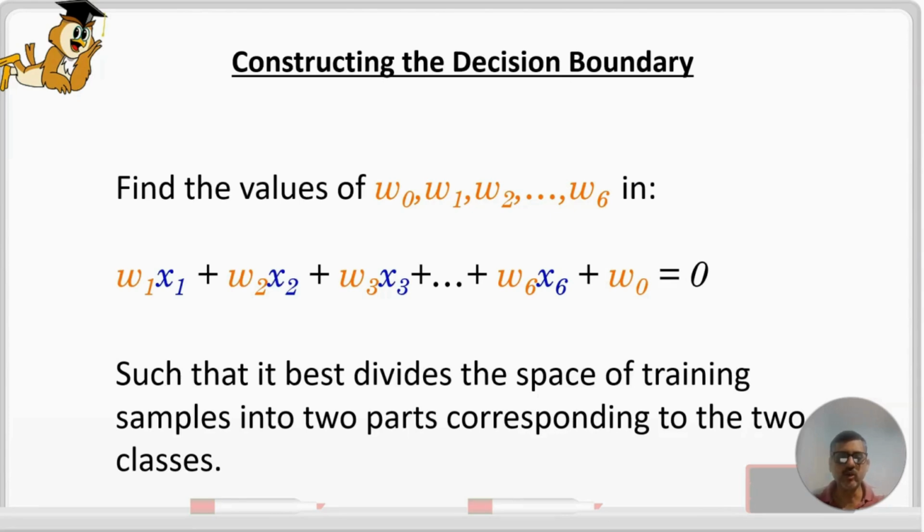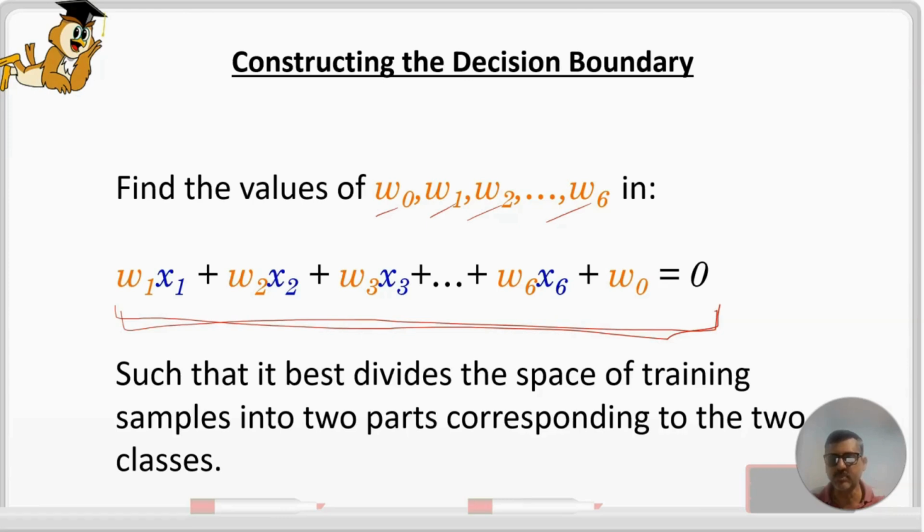Formally, what do we need to do? This is the equation of a hyperplane in 6 dimensions, right? W1 x1 plus W2 x2 going to W6 x6 plus the constant equal to 0. This is the equation of the hyperplane in 6 dimensions, and this hyperplane is defined by these weights W1, W2, W6, W0. We have to find the values of these coefficients such that it gives you the best possible division of the 2 classes in the training samples. Okay. This we saw last time.